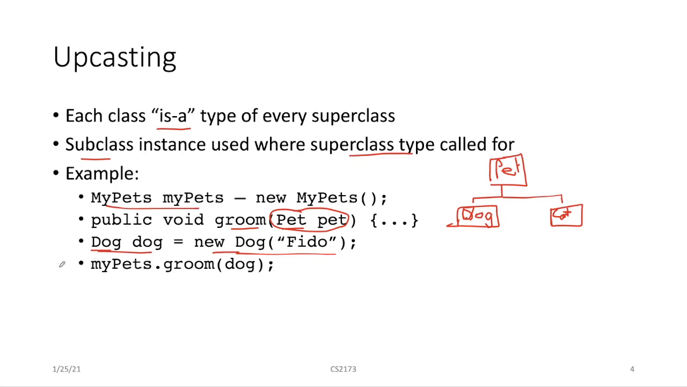And the question is, is this call going to work? Because now the dog class is not the same class as the pet class. However, the dog class is a pet class. It's a subclass. So it's not the same class, but it is a subclass. So the upcasting has to do with this: if I call, in this case, groom, and pass it a dog, when it's expecting a pet, what the virtual machine will do is basically upcast it to a pet.